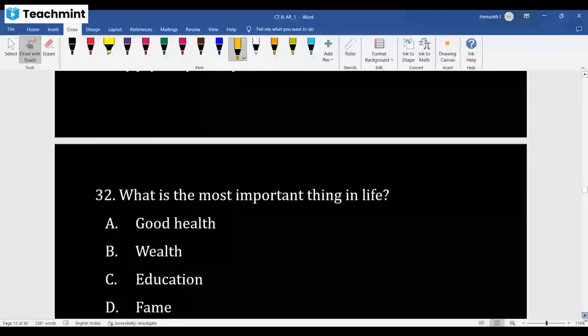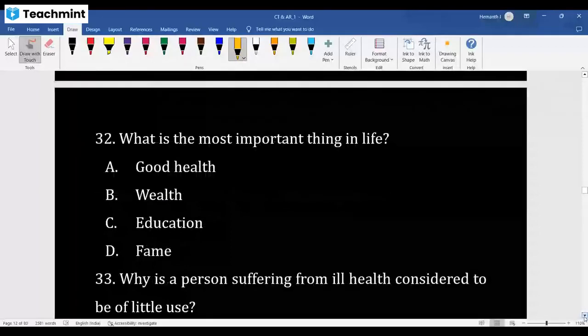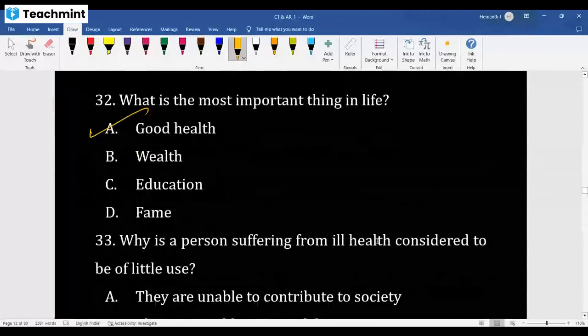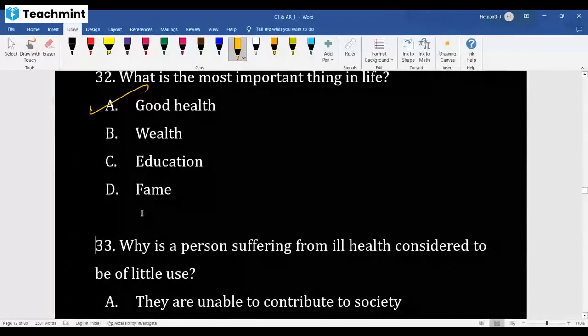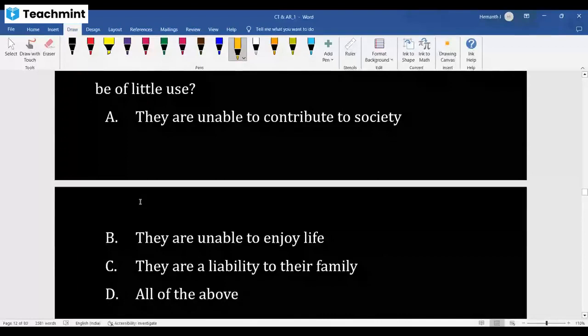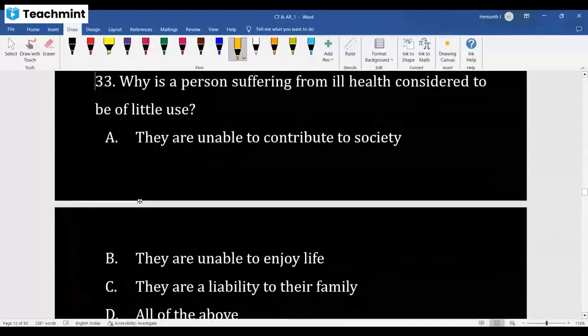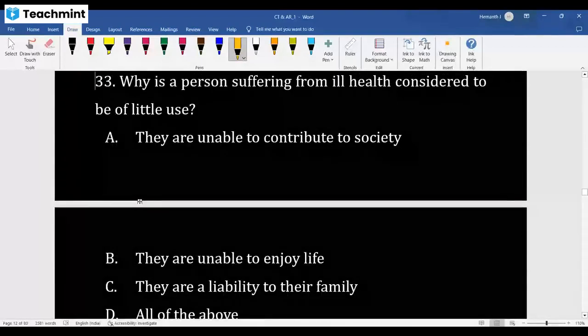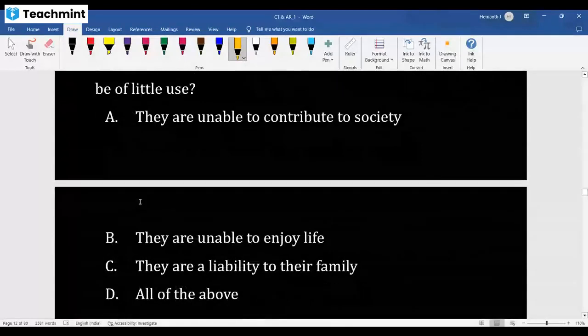What is the most important thing in your life? See, straightforward question, right? So, good health. Why is a person suffering from ill health considered to be of little use? They are unable to contribute to society. They are unable to enjoy life. They are a liability to their family. Yes, all the above.